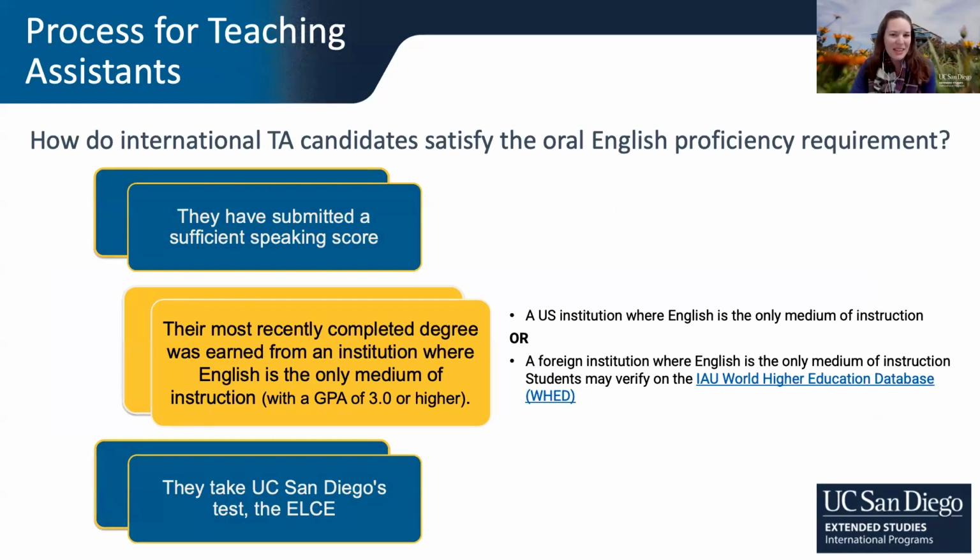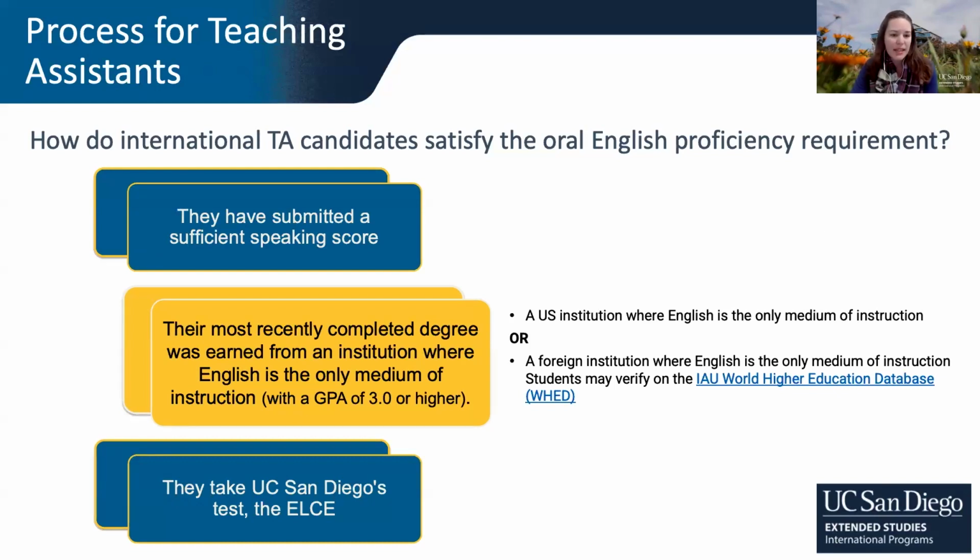The yellow one in the middle here is probably the easiest to check yourself. If the most recent degree that you have completed was earned from an institution where English is the sole language of instruction. And the way to check that for international institutions is using the WHED website that I have linked here. But there are two other ways to satisfy the oral English proficiency requirement.